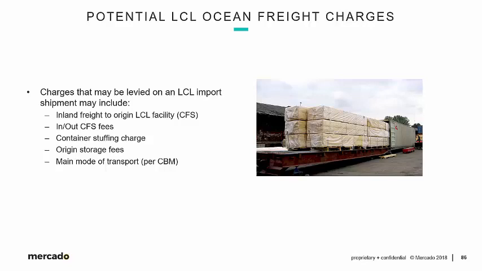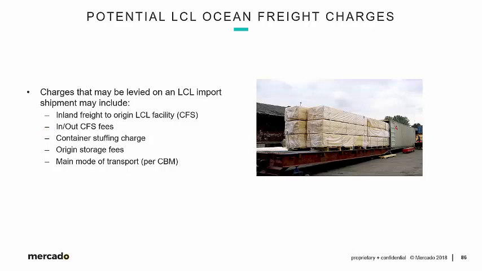There could be some in and out fees at the CFS, meaning a charge to receive the cargo in, put it in the container, and move it back out again. Container stuffing charge, levied on a per cubic meter basis, weight or measure, of course.